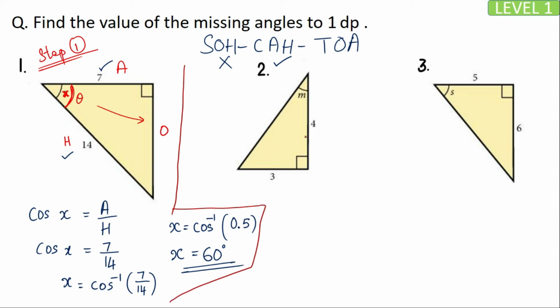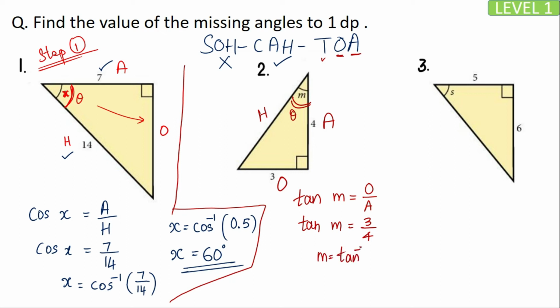Going to the second question here, starting with labeling. So I have the value for O and A. So O and A here, I'll go with tan M, because my theta, the angle here is M. Tan M is equal to O over A. So tan M is equal to 3 over 4. My M is going to be tan inverse of 3 over 4.